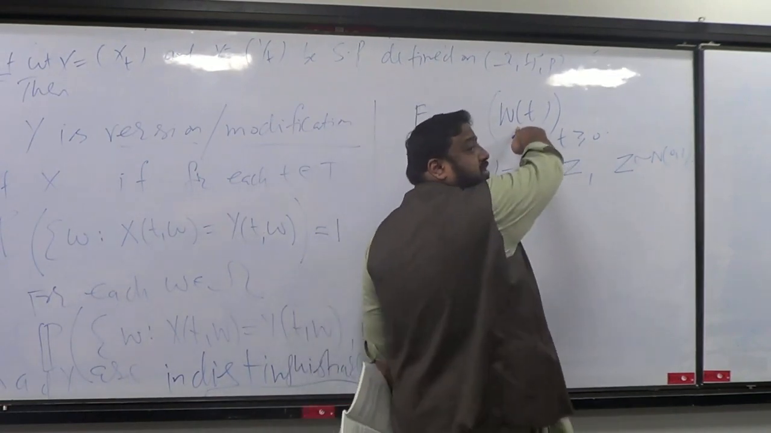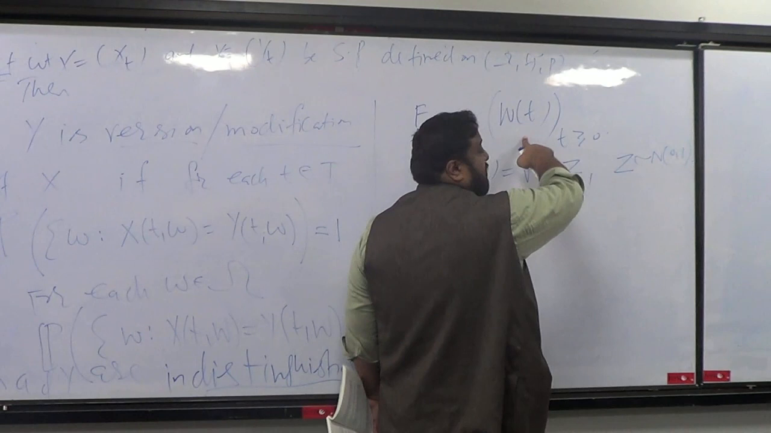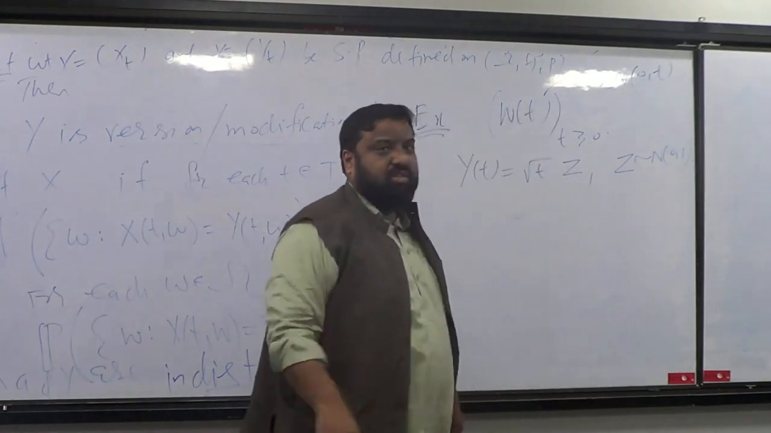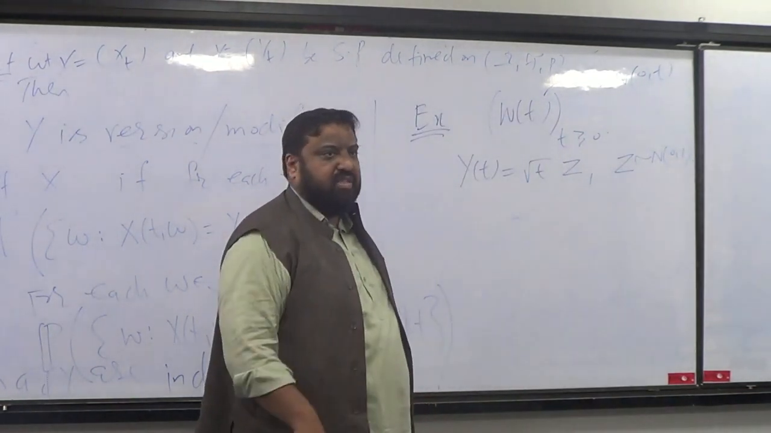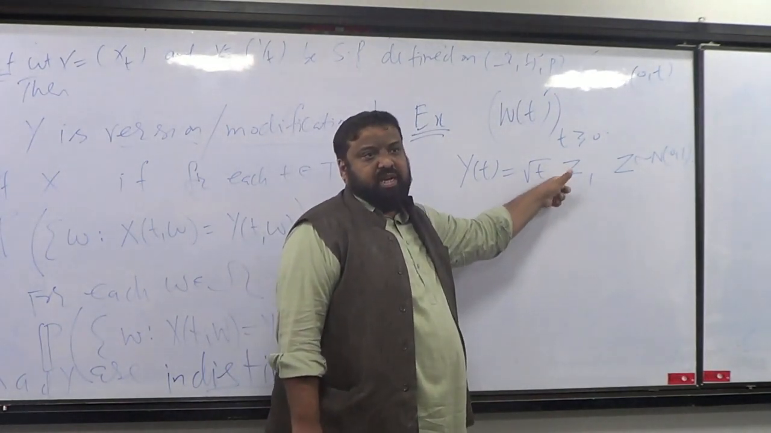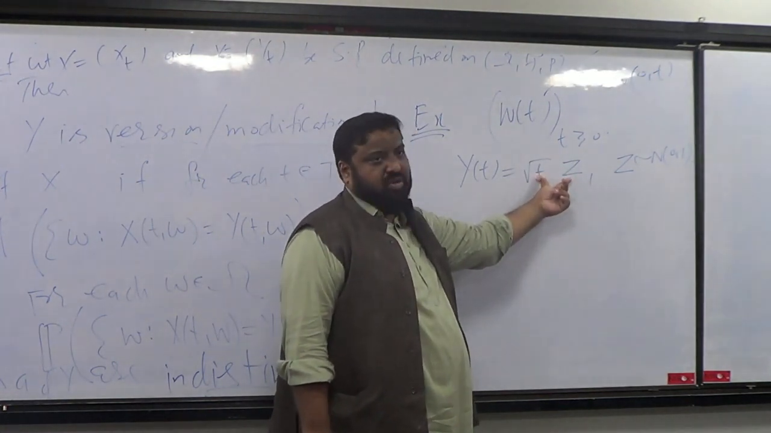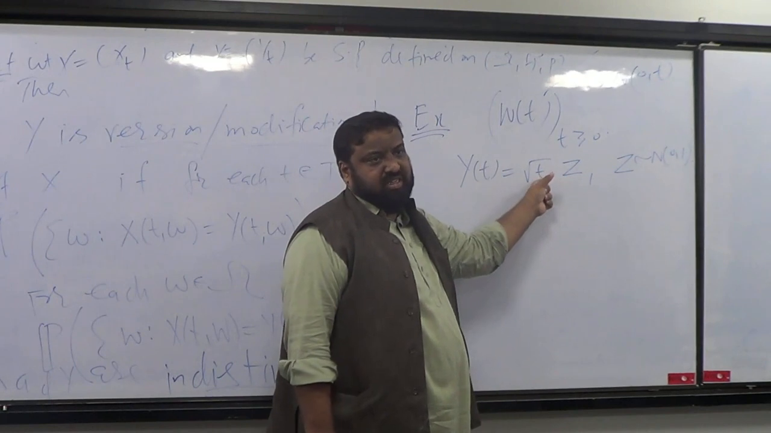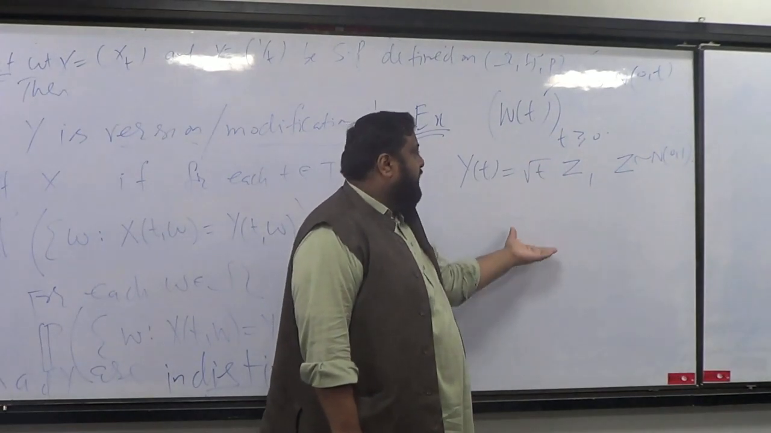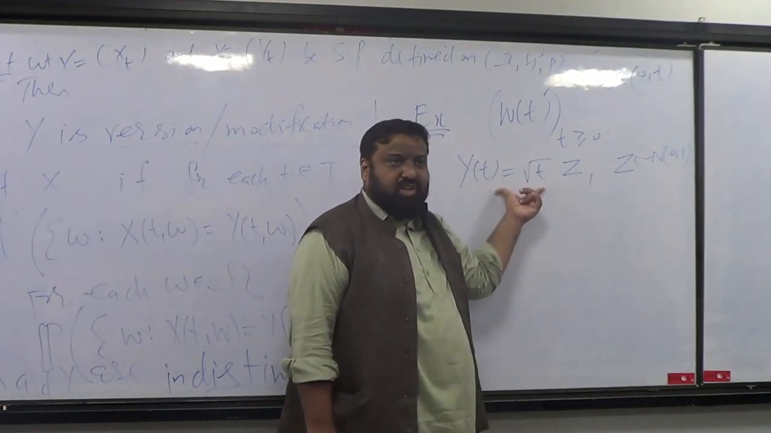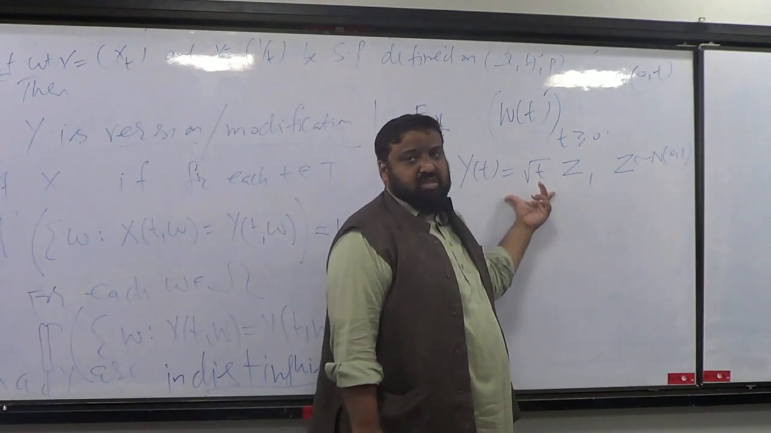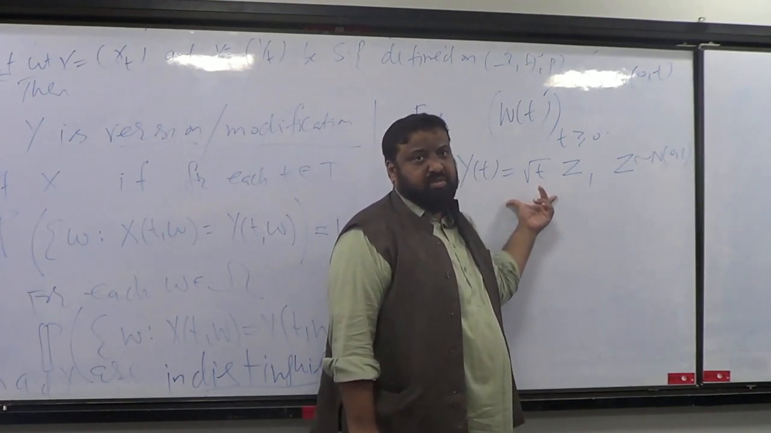Because what is the distribution of this? N(0, t). It's normally distributed with mean 0 and variance t. And that would be the same distribution for this one. If it's a standard normal multiplied by the square root of t, the expectation is going to be 0 and the variance is going to be t times 1. But what we can see is that this is not Brownian motion, for sure, though they have the same distribution for all times.